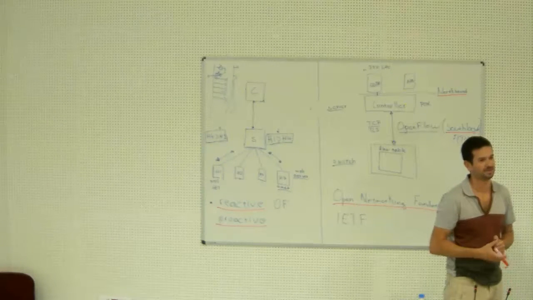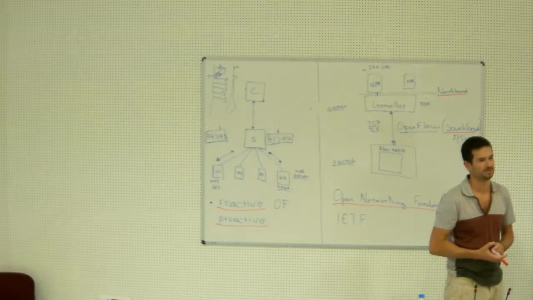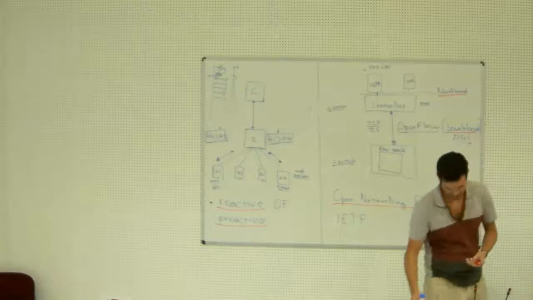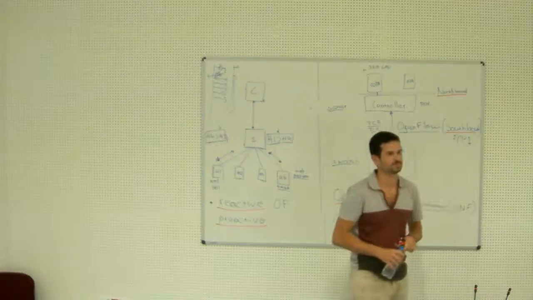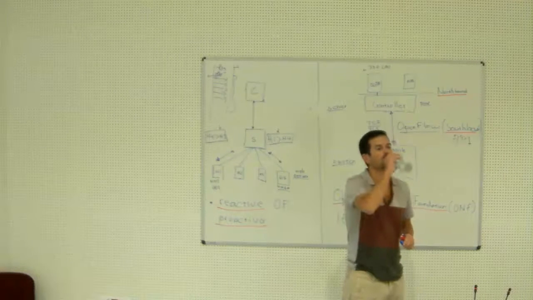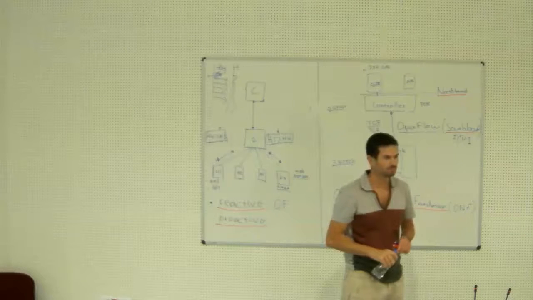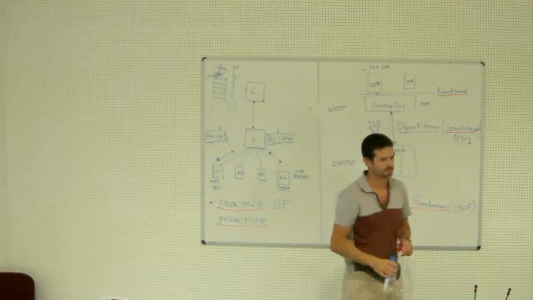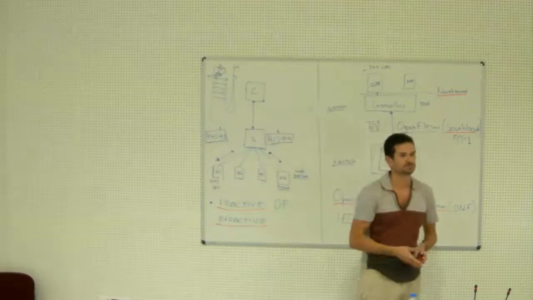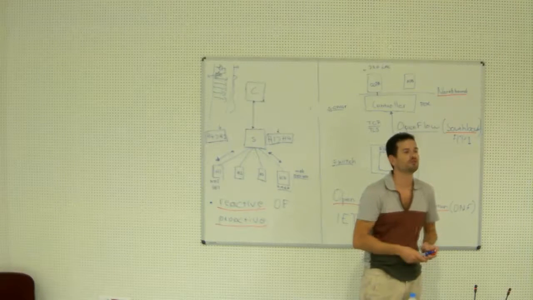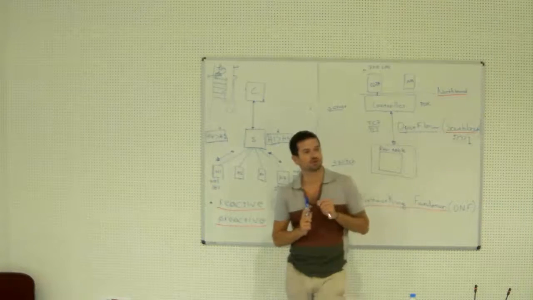We have four hosts connected to the switch. Let's say I'm host 2, and I have access to that flow table. Why not go to that flow table and, let's say, sniff packets? You don't have hosts that have access to the flow table.